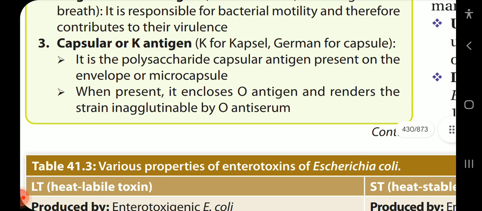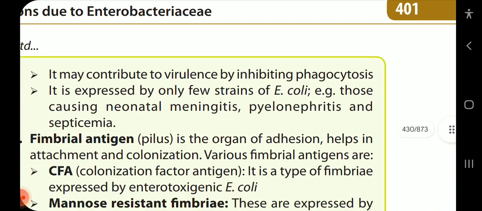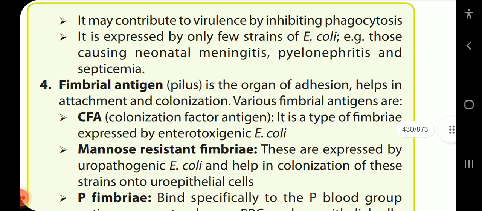Capsular or K antigen, K for Kapsel, German for capsule. It is the polysaccharide capsular antigen present on the envelope or microcapsule. When present, it encloses the O antigen and renders the strain inagglutinable by O antiserum. It may contribute to virulence by inhibiting phagocytosis. It is expressed only by few strains of E. coli, for example those causing neonatal meningitis, pyelonephritis, and septicemia.